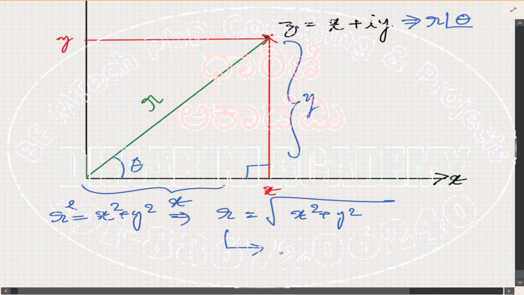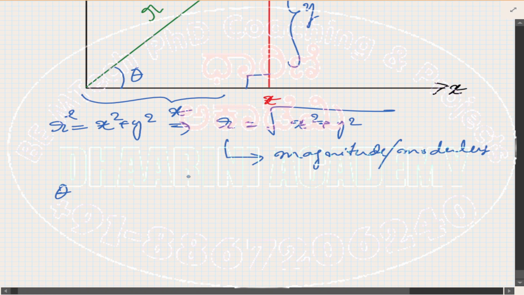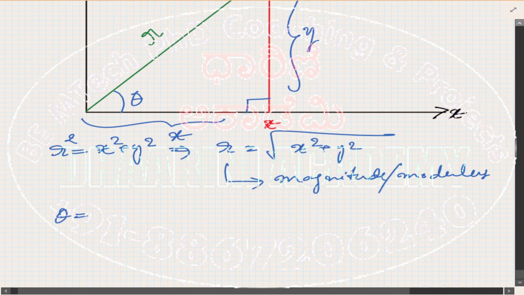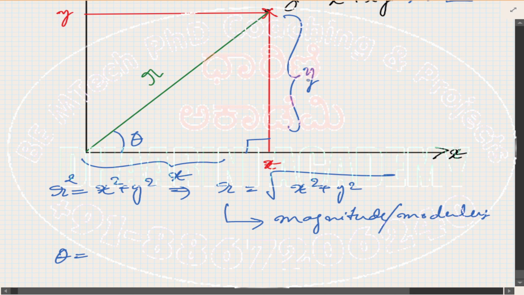This r is called the magnitude or the modulus. And I can find theta. If you know the trigonometric identities, there is a ratio called tan theta. So tan theta is opposite divided by adjacent. If you have not studied this, it will come later.